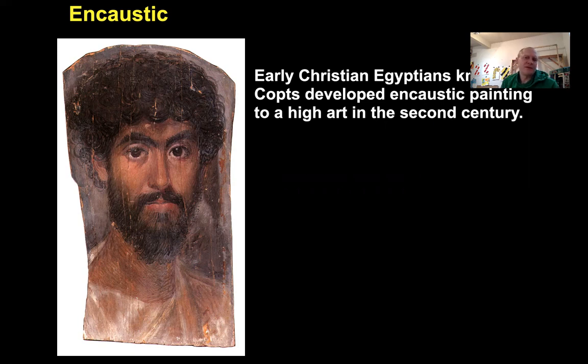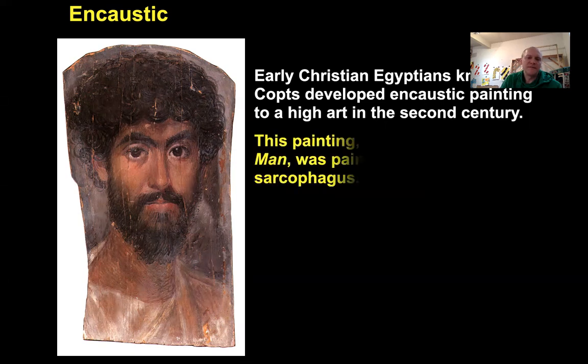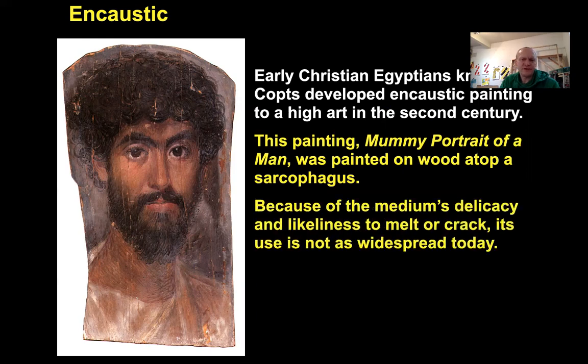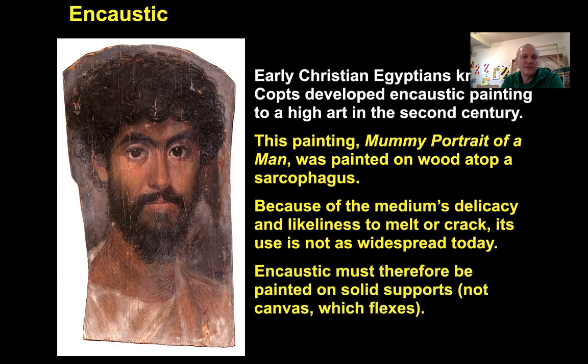Early Christian Egyptians called the Copts used encaustic painting quite a lot. This is a painting from a sarcophagus painted on wood. And because of the delicacy, it could also melt in direct sunlight. So it's not as widely used today, but there are artists who use it to very cool effects.